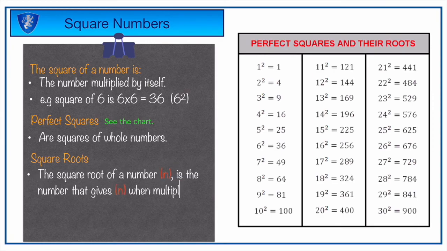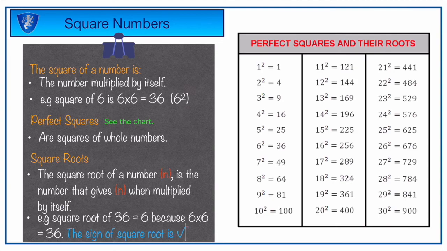The square root of a number n is a number that gives n when multiplied by itself. An example here, 36: the square root of 36 is 6 because 6 times 6 is 36. We've shown you at the bottom here the sign for square root. So the opposite of a square is the square root. If you take, for example, 25, the square root of 25 is 5. Similarly, the square root of 81 is 9.